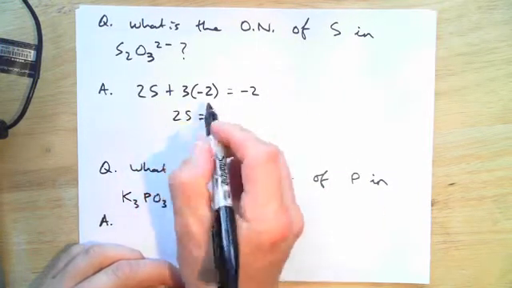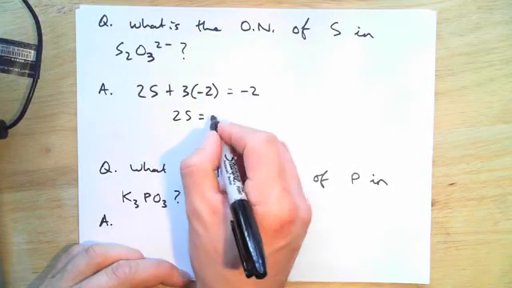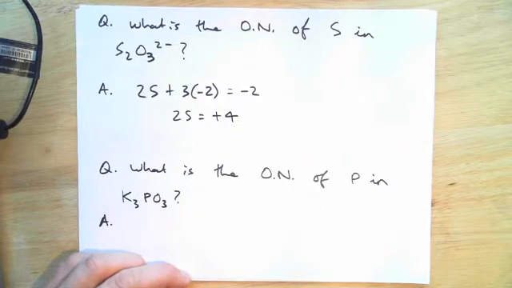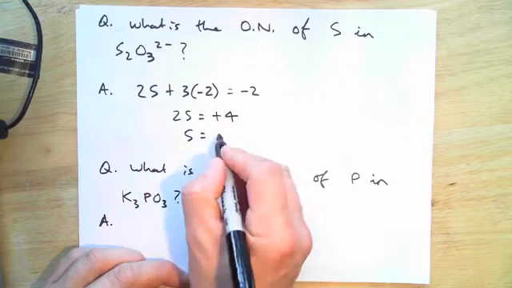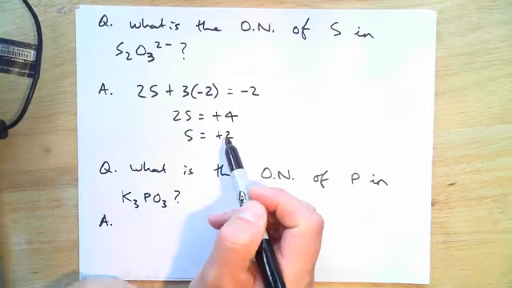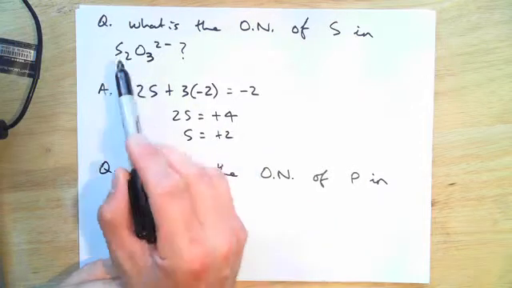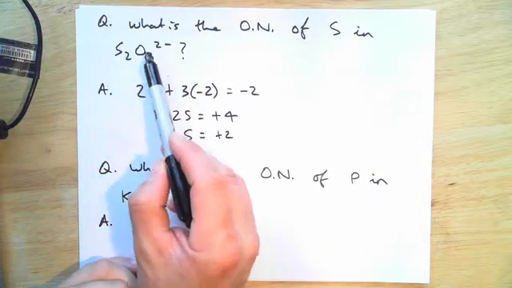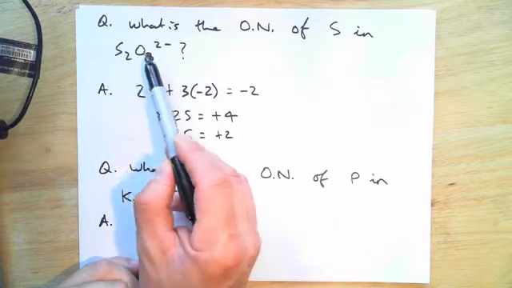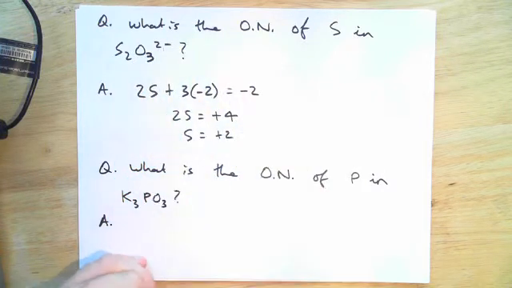So 2 lots of the sulfur, this here is going to be -6, so it goes over to the other side as +6, which is going to equal +4. So each sulfur would equal +2. And you can check that just to make sure it's fine. If you have each of these charges, the 2 sulfurs will give you +4. And then you'd have 3 lots of the -2, giving you -6. So you'd have +4, -6, which does indeed give you -2.